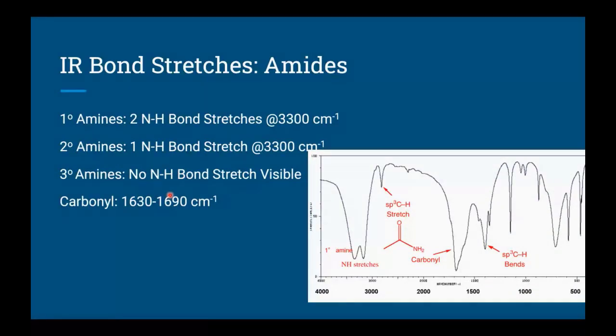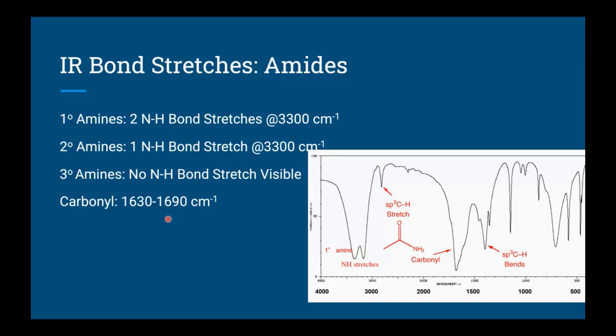So now we're going to talk about amides. So amides are, if you remember, the carbonyl group with the amine attached to it. And so this is showing around 1630 to 1690. They're a lot smaller than esters or ketones.